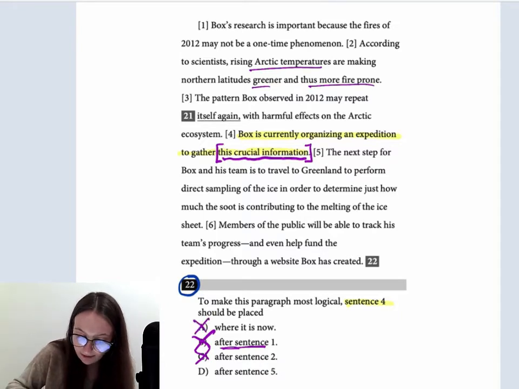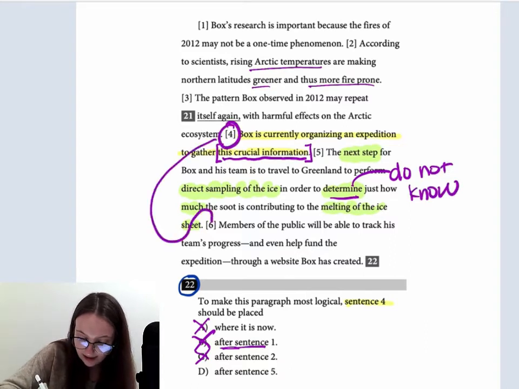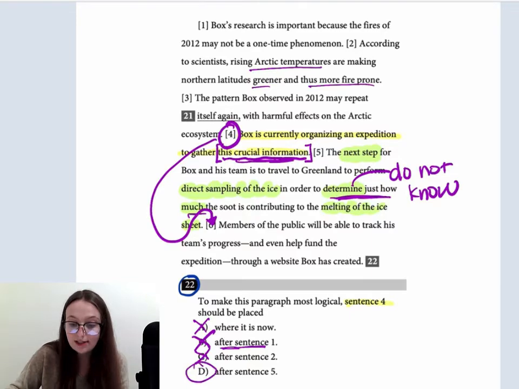After sentence 5, 5 says, let's see this in green, "The next step is to travel to Greenland and perform direct sampling of the ice in order to determine just how much that word that I don't know how to pronounce is contributing to the melting of the ice sheet." So they're trying to determine something, meaning that they do not know. So this is information that they do not know. Therefore, we should go ahead and stick sentence 4 after sentence 5, because that would be referring back. This crucial information refers to what it is that they're going to gather on their trip. So D is correct there.